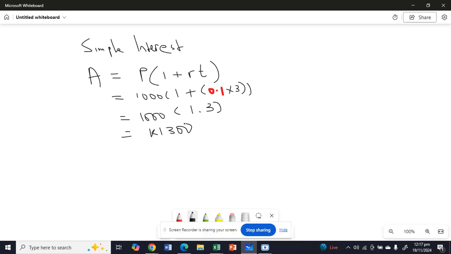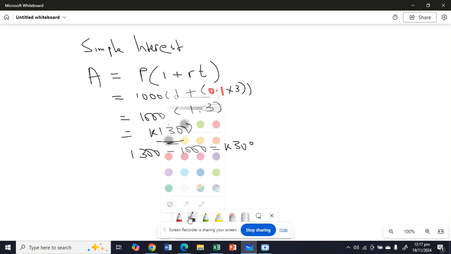So in total, if you put your money in the bank, that 1,000 kwacha, and the interest is 10%, after 3 years in your bank, it will be showing you a balance of 1,300. All right. Remember, the principal is 1,000. If you want to find out how much total interest we have accumulated, you just say 1,300 minus the principal, the total amount minus the principal. So in total, we have earned 300 kwacha interest over 3 years.